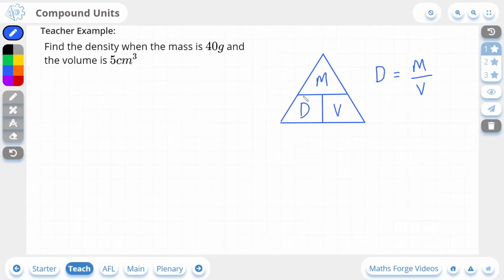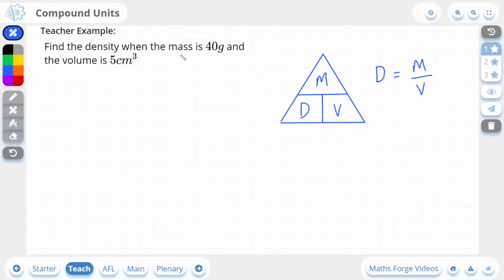So if you wanted to find density, you'd cover your thumb over density, and then what would be left is m over v. So if you cover density, you have mass divided by volume. And if you wanted to find volume, you'd cover the volume with your thumb, and what you'd have left is mass over density. And of course, if you cover the mass with your thumb, then what you'd have left is density and volume. So to find the mass, cover it with your thumb, and then it will be density times volume.